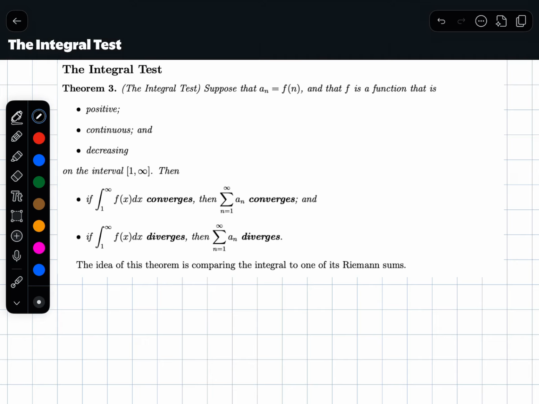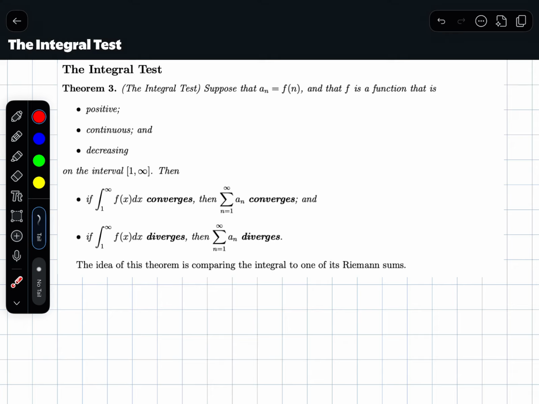In a previous video, we talked about how we could use an integral to show that the harmonic series diverged. Now we're going to expand this idea through the integral test. It's not only the harmonic series that can be shown to diverge through the integral test, and even convergent series can be treated through the integral test. So let's ignore these 3 bullet points here for a while, and let's understand what this is saying right here.